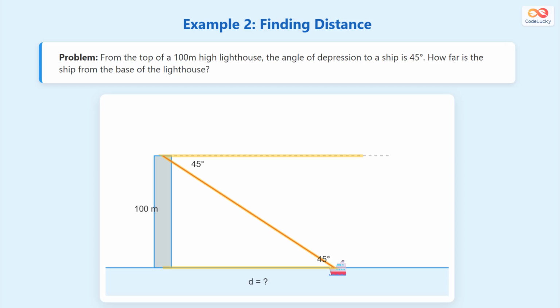Here is a distance problem. From a 100-meter lighthouse, looking down at a ship, the angle of depression is 45 degrees. Note that the angle of depression equals the angle of elevation from the ship due to alternate interior angles.